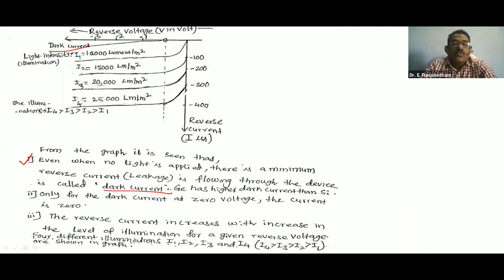Second point. For the dark current at 0 voltage, the current is 0. At V equal to 0, the reverse current is also 0. Third point. The reverse current increases with the increase in the level of illumination, that is light intensity, for a given reverse voltage. For different illuminations I1, I2, I3 and I4, we can observe this in the graph.